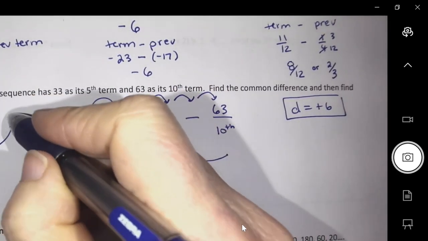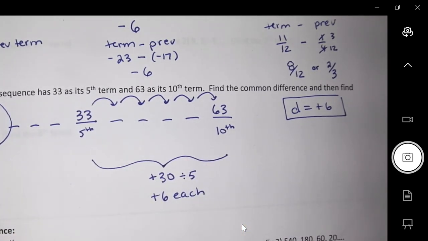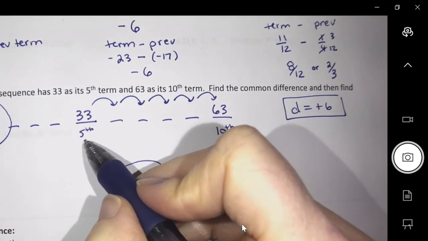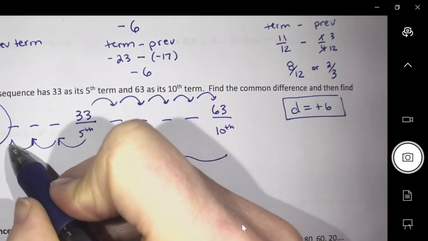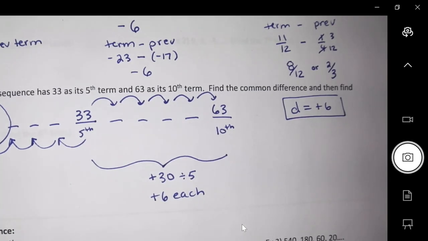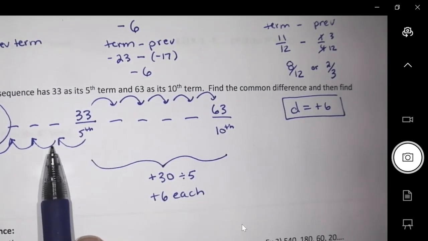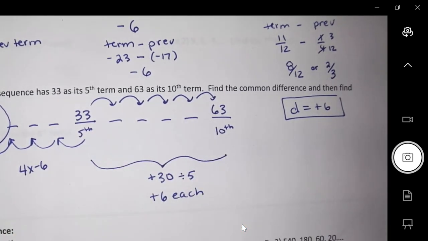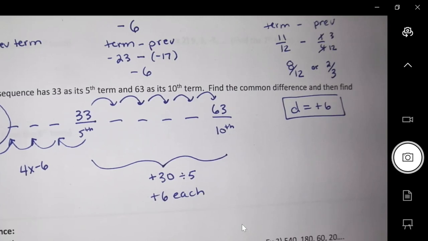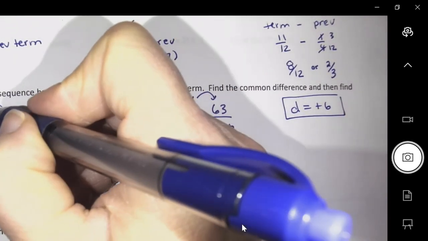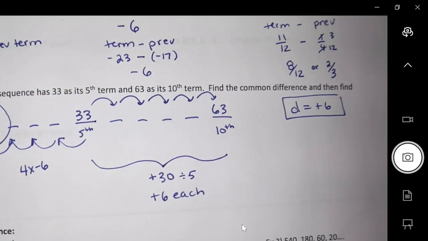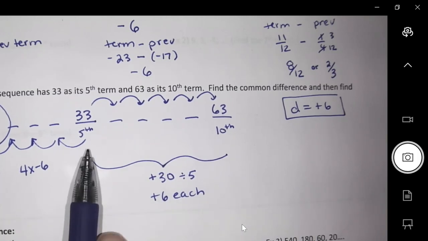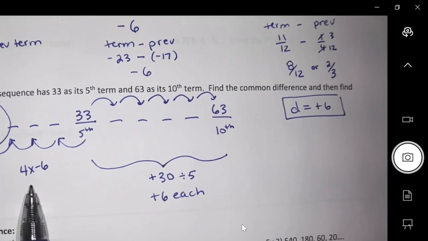Find term 1. So what would I have started this sequence with? Subtract 6, subtract 6, subtract 6, subtract 6, or use your multiplication. 1, 2, 3, 4. 4 times negative 6. That's what I'm going to do. I'm not going to go negative 6, negative 6, negative 6, negative 6. And what do we end up getting down to? So what I did was I subtracted 6 4 times. So that's the same thing as going down a total of 24.